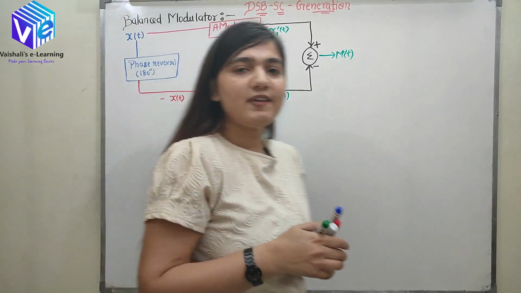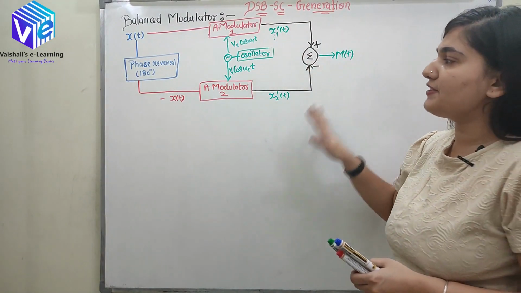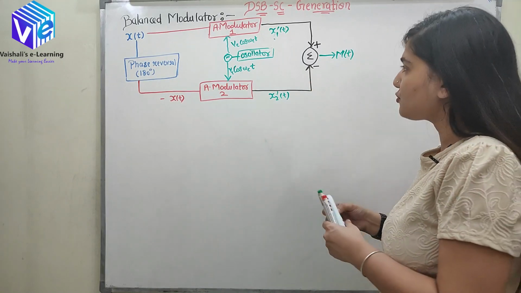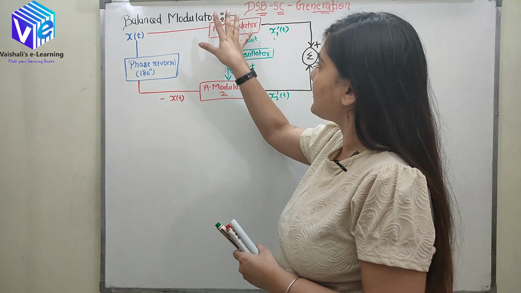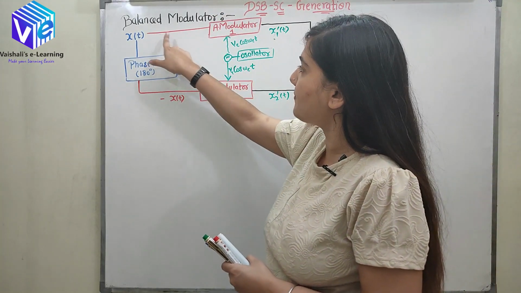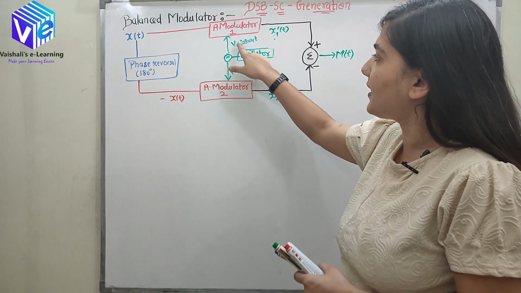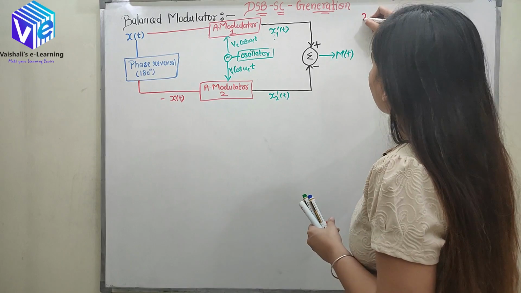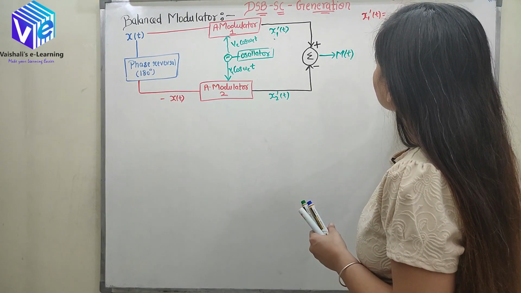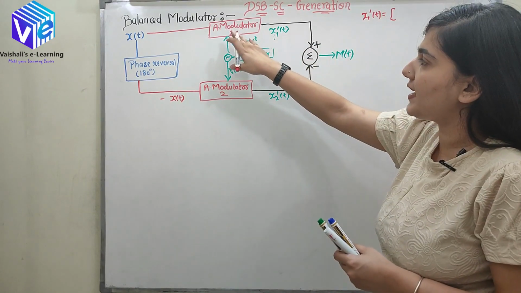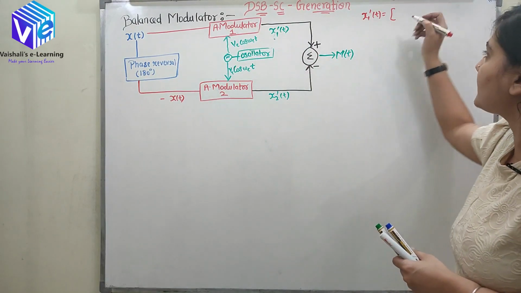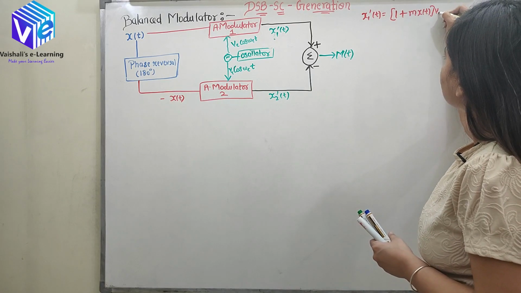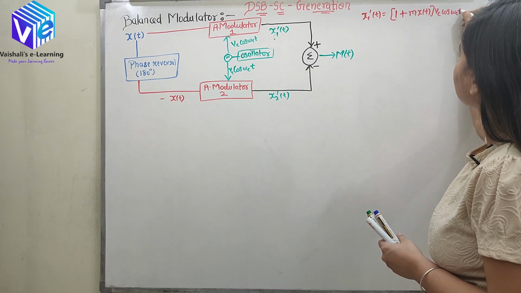So now I need to find out m(t), how this balanced modulator is working as the generator of the DSB-SC signal. So first I will be seeing what is happening in this amplitude modulator. Here I am supplying it with x(t) and here I am supplying it with Vc cos(omega_c t). So I will get x1'(t) equal to, I know the generalized equation of amplitude modulation, which is [1 + m x(t)] Vc cos(omega_c t).